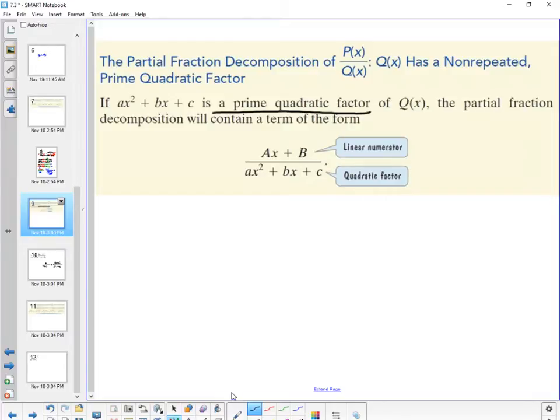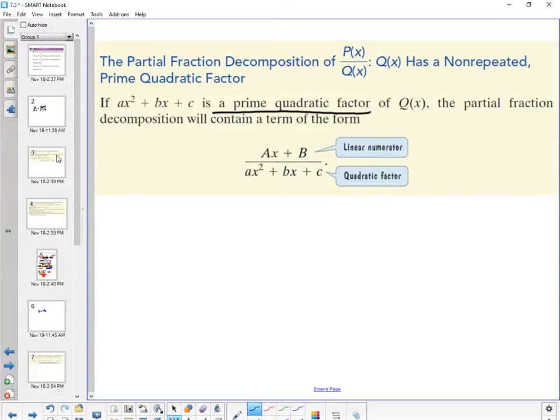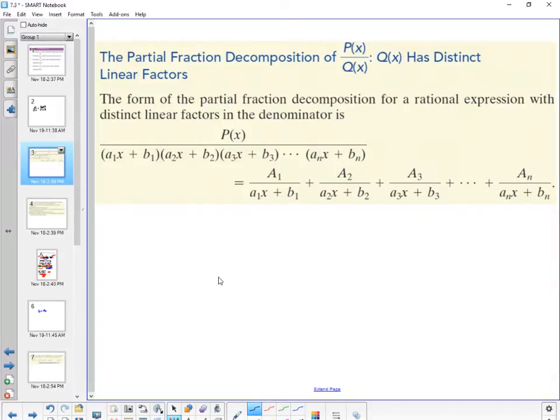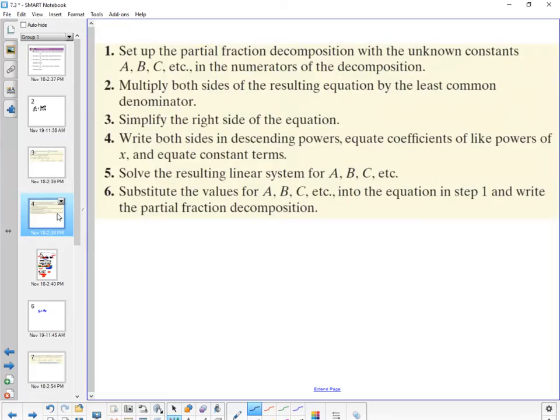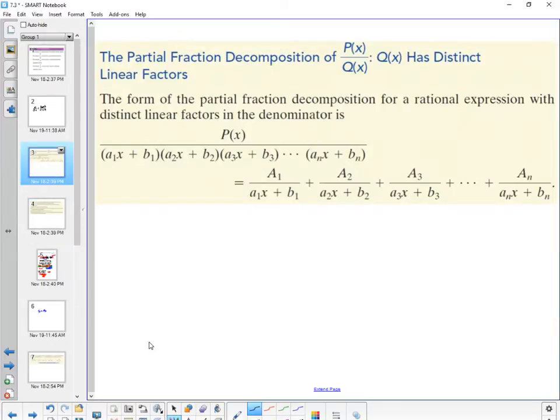I skipped a few slides, so let me go back to those. These are linear, the top ones are constants. This one I skipped. So you've got linears. The form of partial rational expressions with distinct linear factors in the denominator: if you have linears, your tops will be constants.